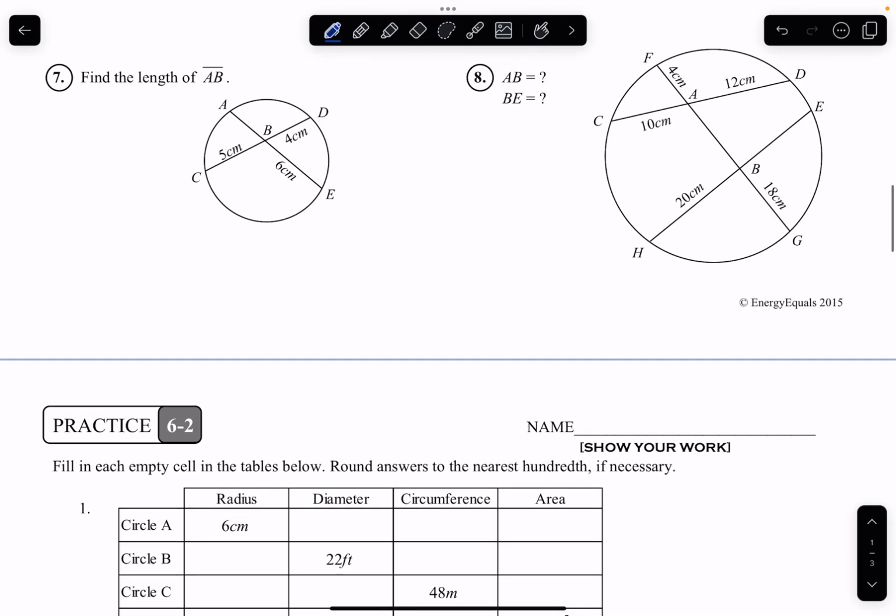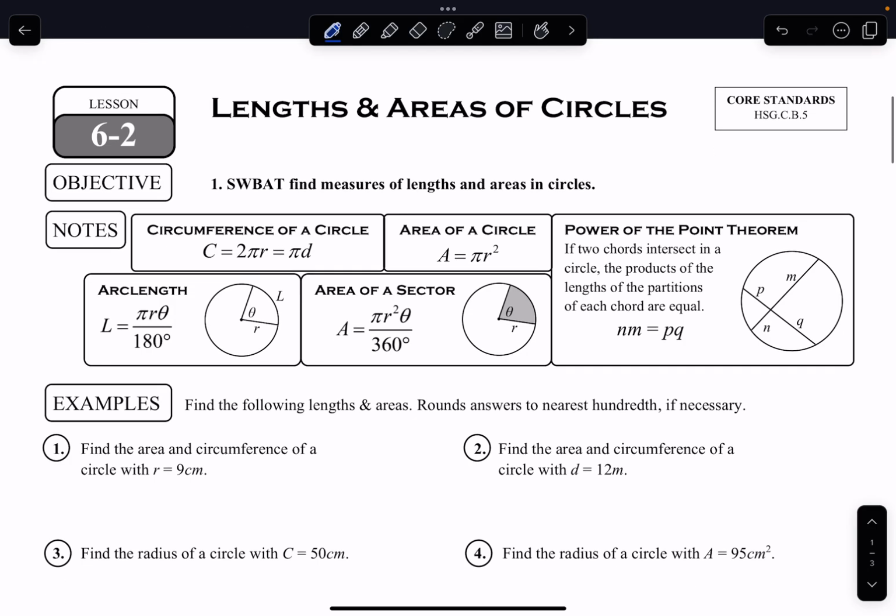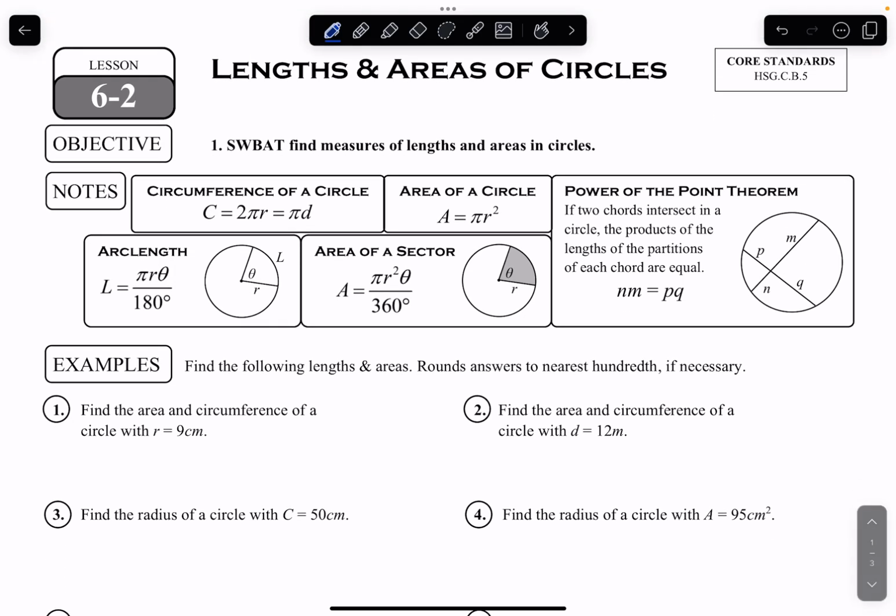So let's review a couple formulas really quick. They're all at the top of your page. You can fast forward right to where we start doing problems if you need to.